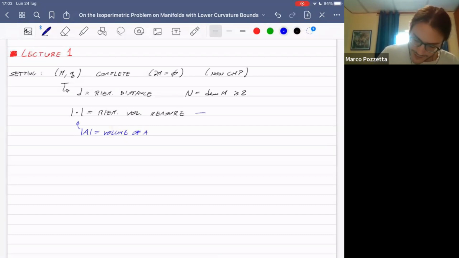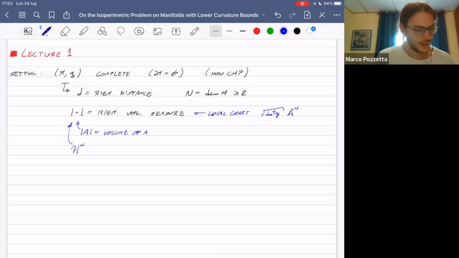So more precisely, this is the Riemannian volume measure. In particular, it is that thing that, if you write it in a local chart, is the square root of the determinant of the matrix times the Lebesgue measure. If you know something about measure theory, the Riemannian volume measure coincides with the n-dimensional Hausdorff measure that I will denote with this symbol. And okay, this is for the setting. Now we are going to study the isoperimetric problem, right?